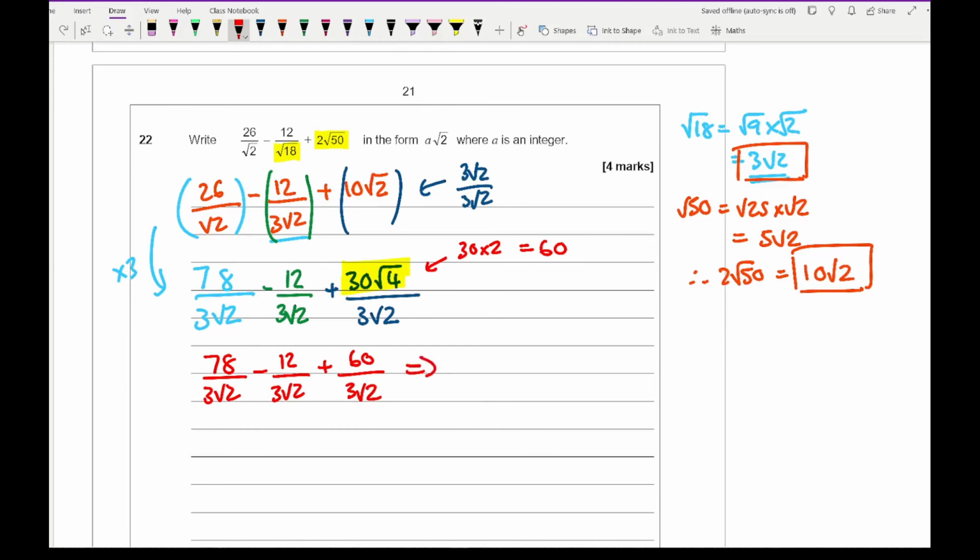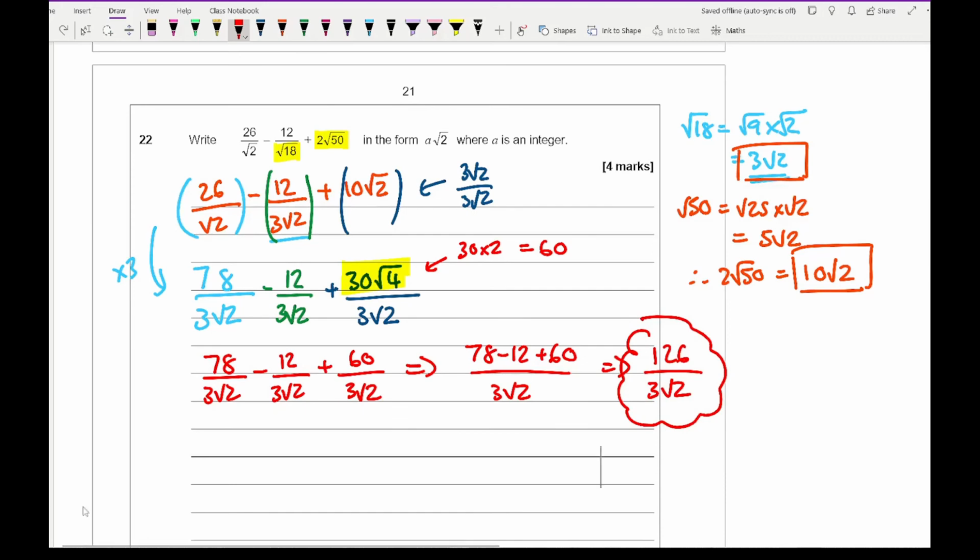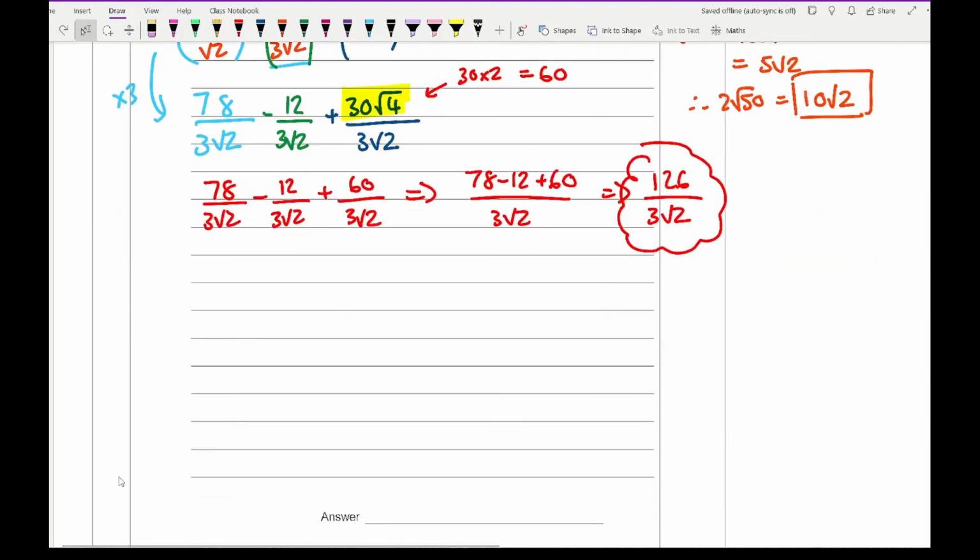Now if I then, obviously I've now got a common denominator, so I've got 78 minus 12 plus 60 all over 3 root 2, which then becomes 126 over 3 root 2. Now I'm not quite finished because now what I need to do is rationalize the denominator of this. So I've got 126 over 3 root 2. And what I'm going to do then is multiply that by 3 root 2, 3 root 2. Well, actually, let's make this easier, is to simplify this out.